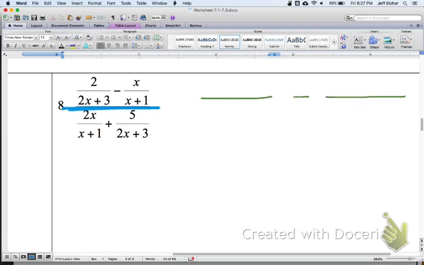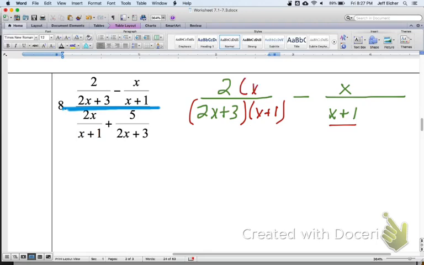So let's work with the top fractions. This one is a 2x plus 3 and a 2. This one is an x plus 1 with an x. Well, I notice that to find a common denominator, we're going to have to multiply this first one by the x plus 1. That's right here in the top and bottom, x plus 1. And then this one on the right, since this one has a 2x plus 3, we'll need to multiply by 2x plus 3.